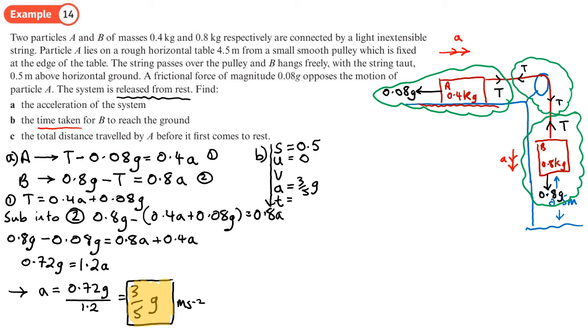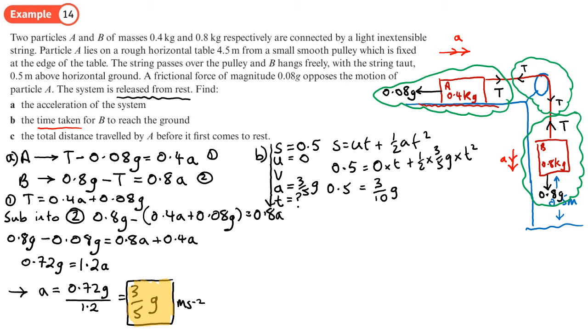And T is what we want to find. Okay, so that's S equals UT plus half AT squared. So that's 0.5 equals 0 times T plus half times 3/5 g, that's our acceleration, times T squared. So we'll have 0.5 equals, now half of 3/5 will be 3/10. 3/10 g t squared. So t squared is going to be 0.5 divided by 3/10 g.